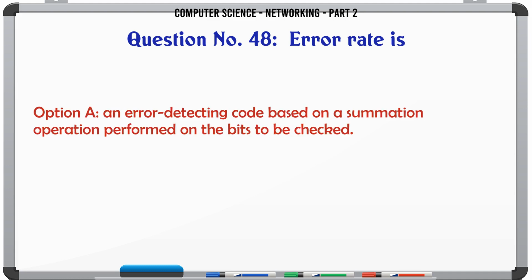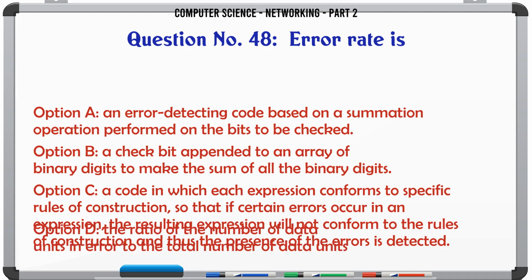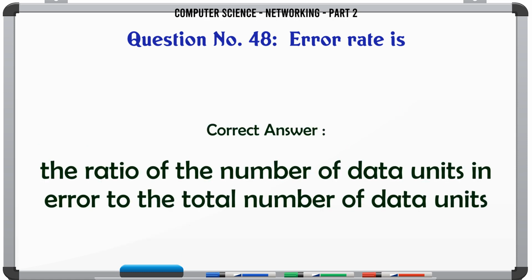Error rate is A. An error detecting code based on a summation operation performed on the bits to be checked. B. A check bit appended to an array of binary digits to make the sum of all the binary digits odd or even. C. A code in which each expression conforms to specific rules of construction so that if certain errors occur in an expression, the resulting expression will not conform to the rules of construction and thus the presence of the errors is detected. D. The ratio of the number of data units in error to the total number of data units. The correct answer is the ratio of the number of data units in error to the total number of data units.